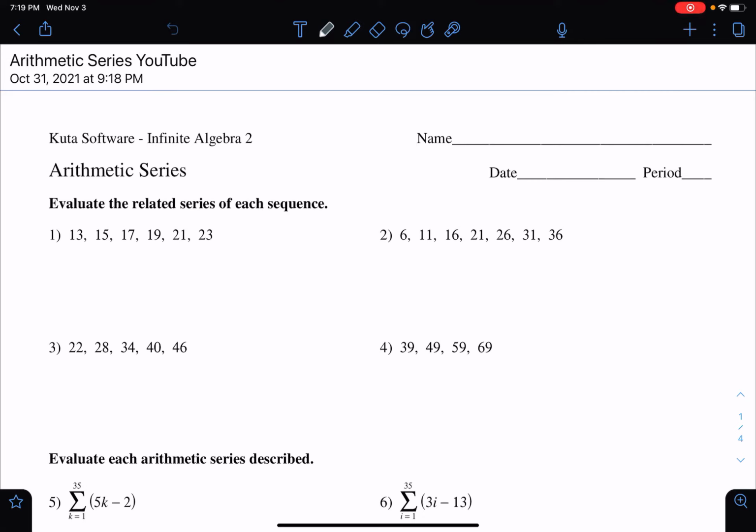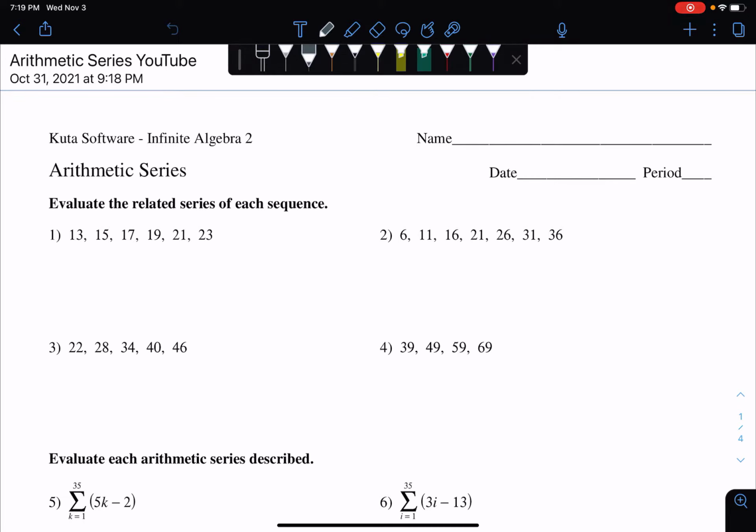In this video, we will be learning about arithmetic series. This lesson is going to be learned through the Kuta software worksheet. Now, let's start. Evaluate the related series of each sequence.